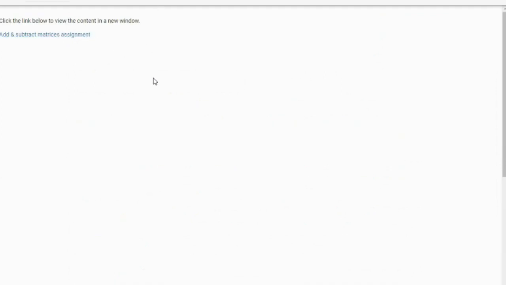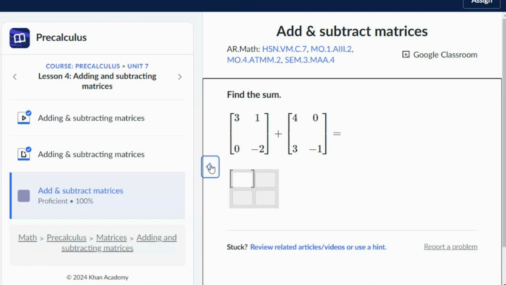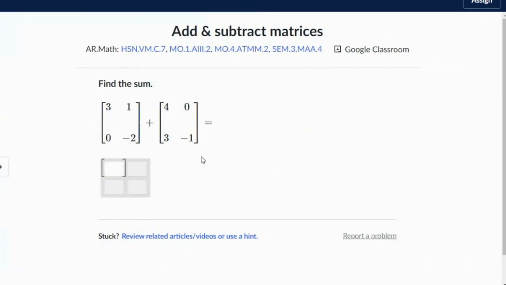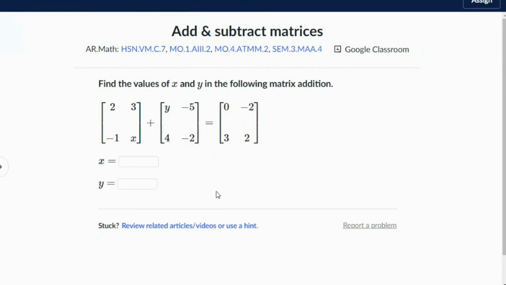Let's look at the assignments. We'll look at the first one together here. Let's close that little side tab. Okay, so add and subtract matrices. Find the sum. 3, 1, 0, negative 2 is being added to 4, 0, 3, negative 1. Now I want to look at these real quick. I'm going to put 7, 1, 3, and negative 3. Check. Hey, got that right. Just want to see if it does any that's not possible.